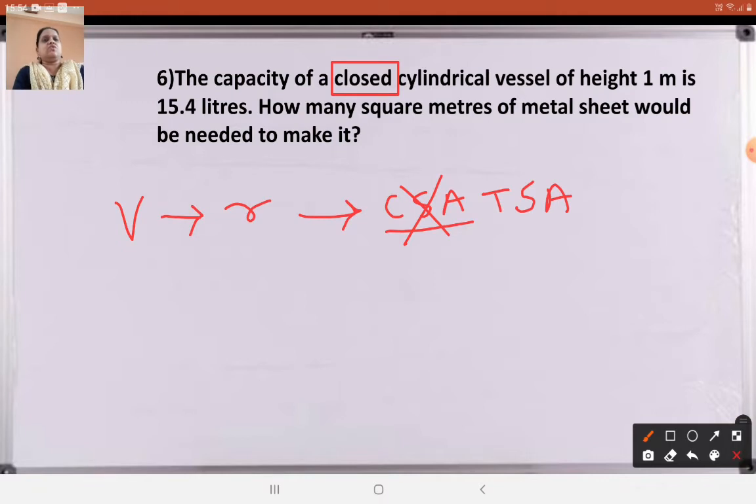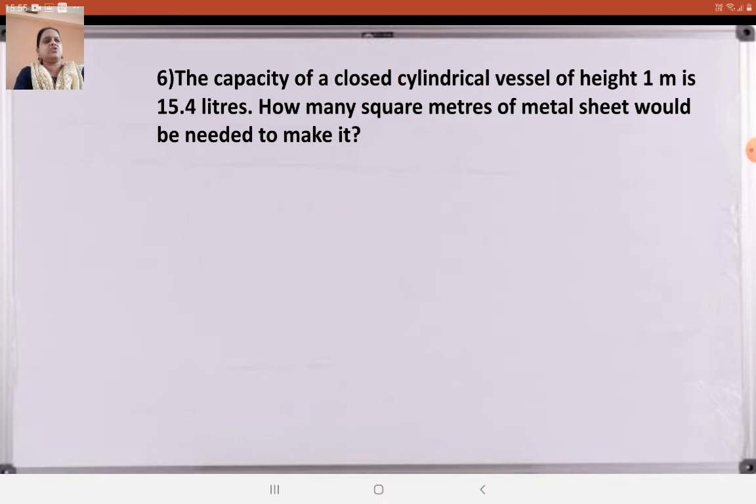So what we will do? First, use the volume, convert liter to meter cube, first step. Then second step, use the volume formula and find the radius. Use that radius, and height is already given, and find the total surface area. So can we start with the solution now?